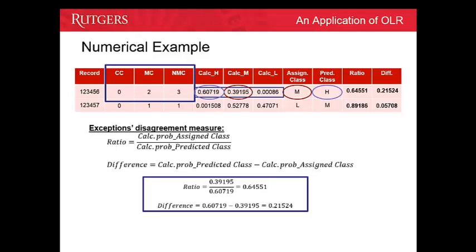In fact, if we look at the calculated probabilities for the second record, it was 53 to 47%, or 0.53 to 0.47, which is really very close, as opposed to the first one, which was more than 0.20. In fact, the lower the ratio, the more suspicious the record is, or the higher the disagreement. And the bigger the difference, again, the bigger the disagreement.